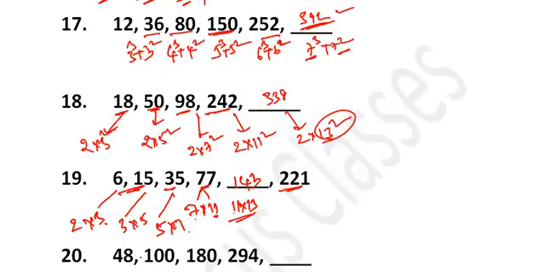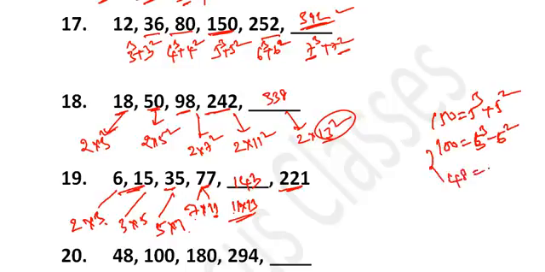So 48, 100, 180, 294. So we said 150 is nothing but 5 cube plus 5 square. In the same way, you remember 100 is nothing but 5 cube minus 5 square. And along with this, you remember 48 also. If you can see 48 and 100 in the same problem, you may think of this logic. This is nothing but 4 cube minus 4 square.